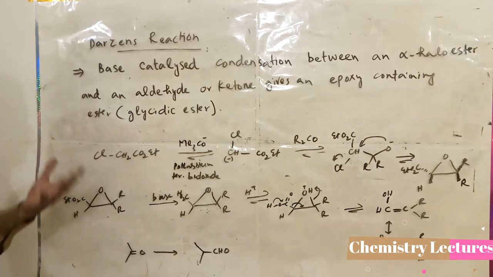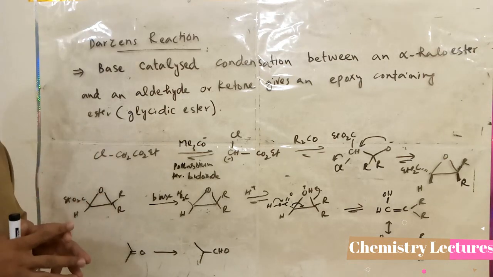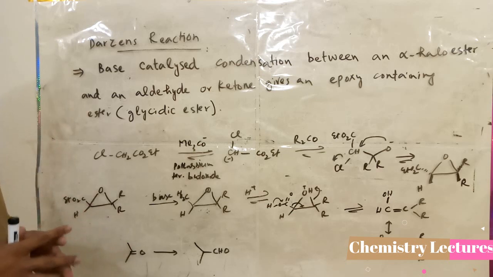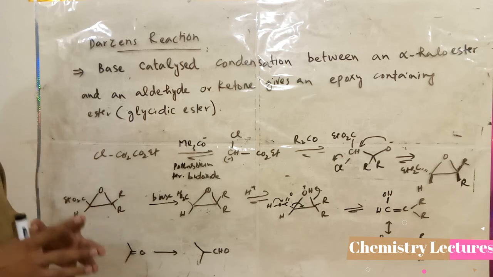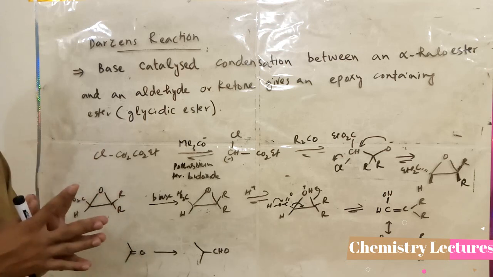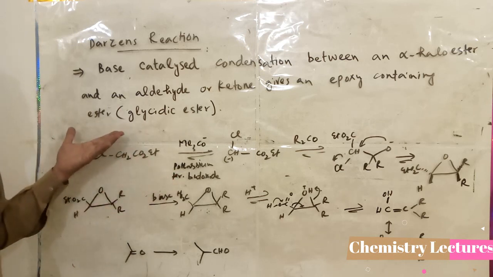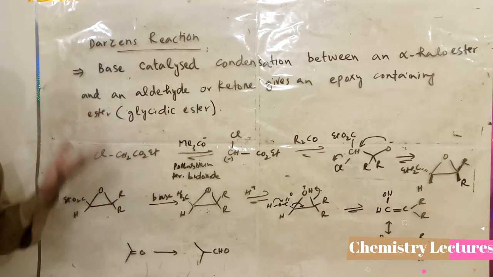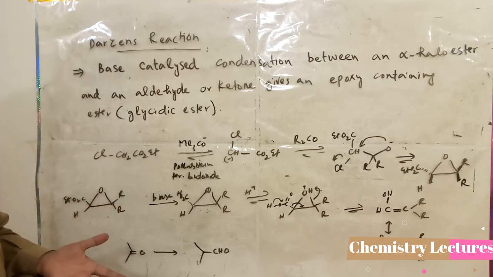So it is a somewhat different type of condensation reaction. In this case, in the presence of base, an alpha haloester, which means a halocarbon, a chloro or bromo, is present at the alpha position of an ester. So an alpha haloester will react with an aldehyde or ketone in the presence of base to give you an epoxide. This is called the Darzens condensation reaction.